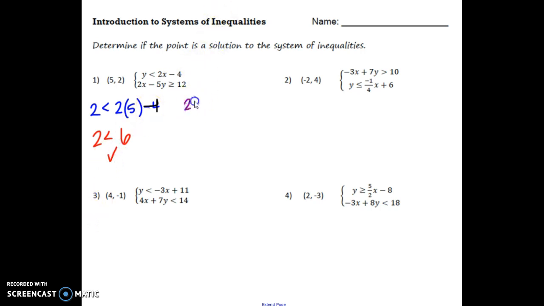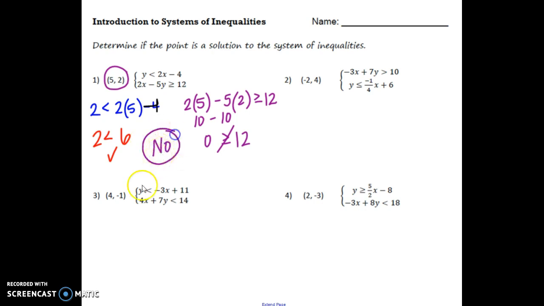So we would do 2 times our x value, which is 5, minus 5 times our y value, which is 2, and we want to check if that is greater than or equal to 12. So 2 times 5 is 10, minus 5 times 2 is 10, so we're checking if 0 is greater than or equal to 12. Well, unfortunately, that is not true, which means that 5, 2 is not a solution to this system, so we would say no in that case.